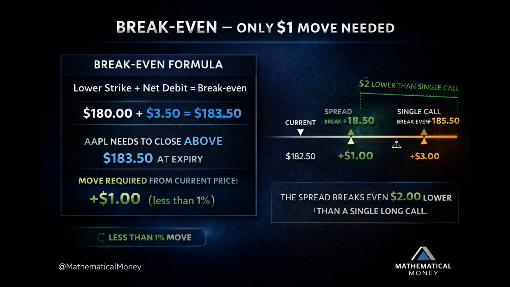Lower break-even means a higher probability of finishing in profit at expiry. The probability framework: 183.50 break-even on Apple currently at 182.50 means the stock needs to move less than 1% to the upside. That is a moderate, realistic target for a 45-day trade.